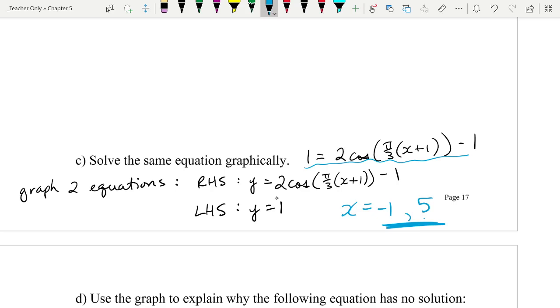And if it wasn't for that restriction, where would the next solution be? Where would the next one be after 5? 11, because the period's 6. And then 17, etc., etc. And going to the left, it'd be -6, -12. So how about -7? Thank you. -7, -13, -20, etc. You're counting much better than me. Thank you very much. So there we go. That is something we've done before.